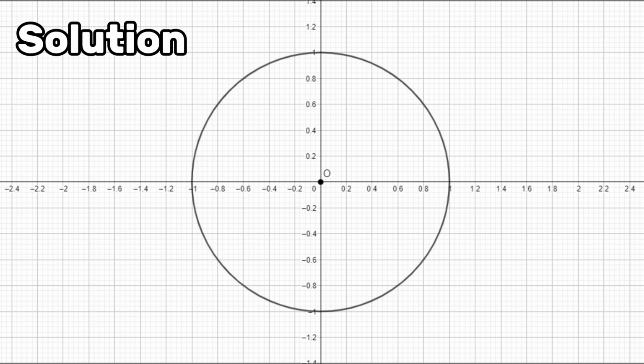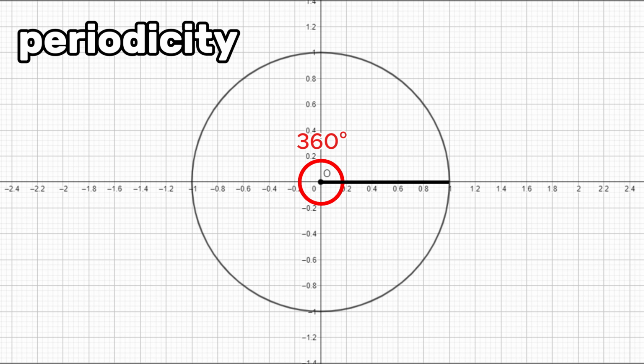Let's test this with some common angles. At 0 degrees, the point lies on the right side of the circle, at (1, 0). So cosine is 1, and sine is 0. At 90 degrees, the point is at the top, at (0, 1). Cosine is 0, sine is 1. At 180 degrees, the point is on the left, at (-1, 0). Cosine is -1. Sine is 0. I think you get the point. At 360 degrees, you are back where you started, (1, 0).